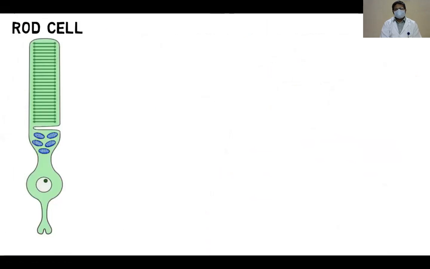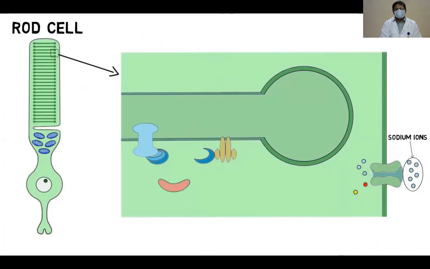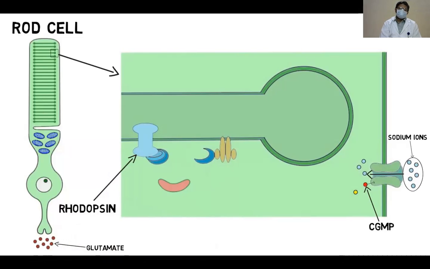In the dark, positively charged sodium ions flow into rod cells through ion channels that are activated by a substance called cyclic guanosine monophosphate, or cGMP. This influx of positively charged ions causes cells to remain in a depolarized state, leading to the continuous release of the neurotransmitter glutamate. Inside the rod cell, there is a substance called rhodopsin, which is made up of a protein called opsin and a molecule called retinal, which is capable of absorbing light.